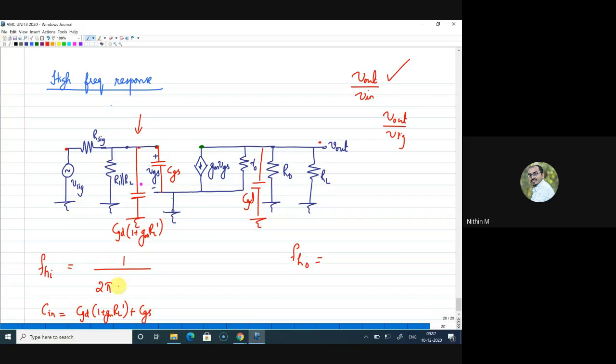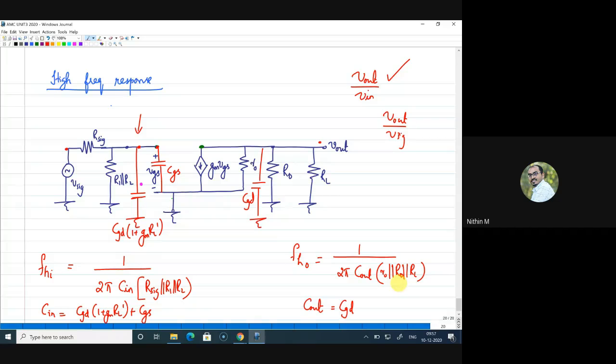Now how will I write the input cutoff frequency? 1 by 2 pi C in into, where C in is connected here, and what is the resistance connected across this capacitance? Which is simply R signal parallel to R1 parallel to R2, because this input capacitor is anyway from this point to ground. This is FHI. Similarly, I have written C in here. What is C out here? C out is directly CGD. So I can write FHO as 1 by 2 pi into C out into R naught parallel RD parallel RL. This is FHO.